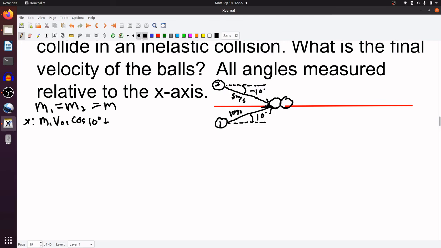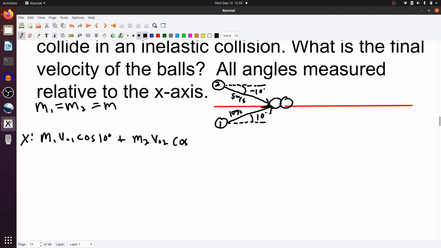plus m2, and I need to erase this real fast. I'm going to totally run into my picture. There we go. m1 v01 cosine 10 plus m2 v02 cosine of negative 10. So they're both going to be in the right direction because they're quadrant 1 and 4.